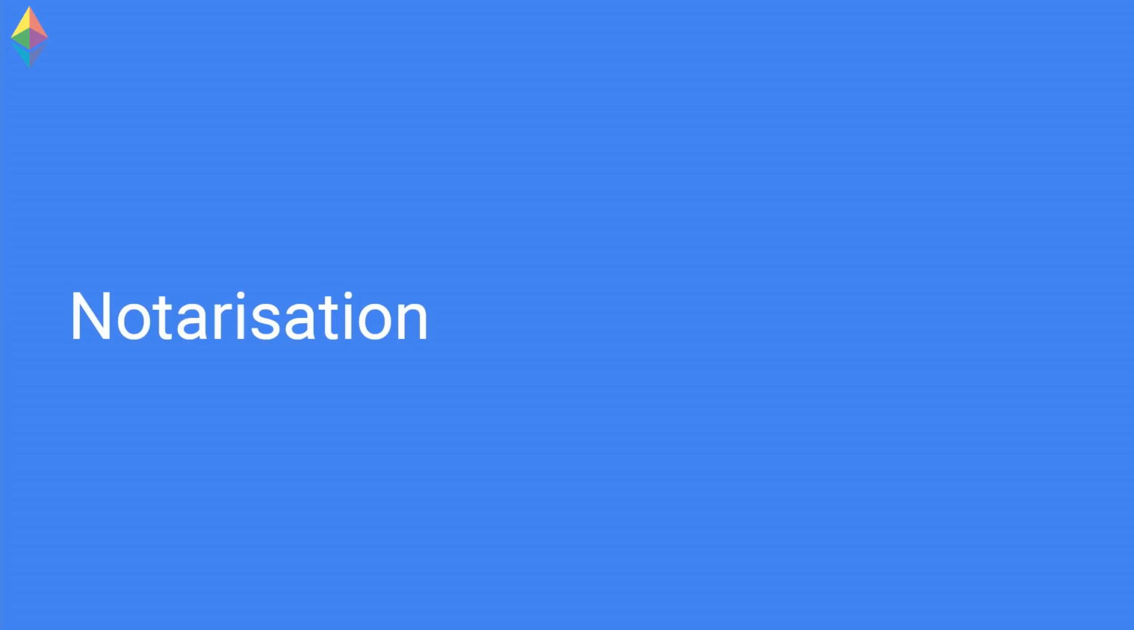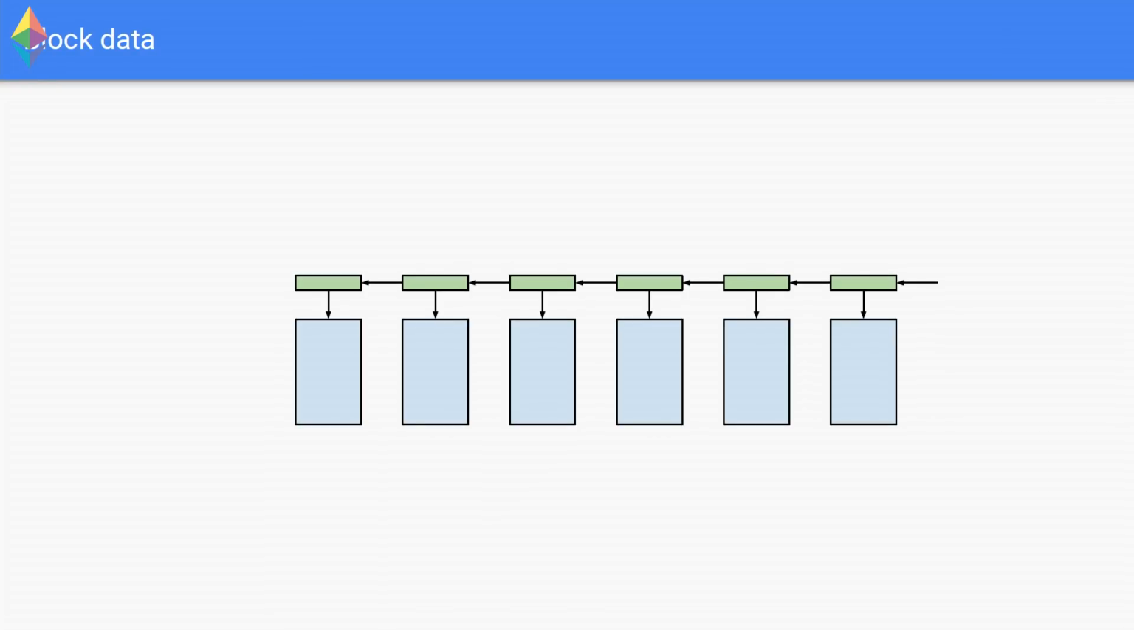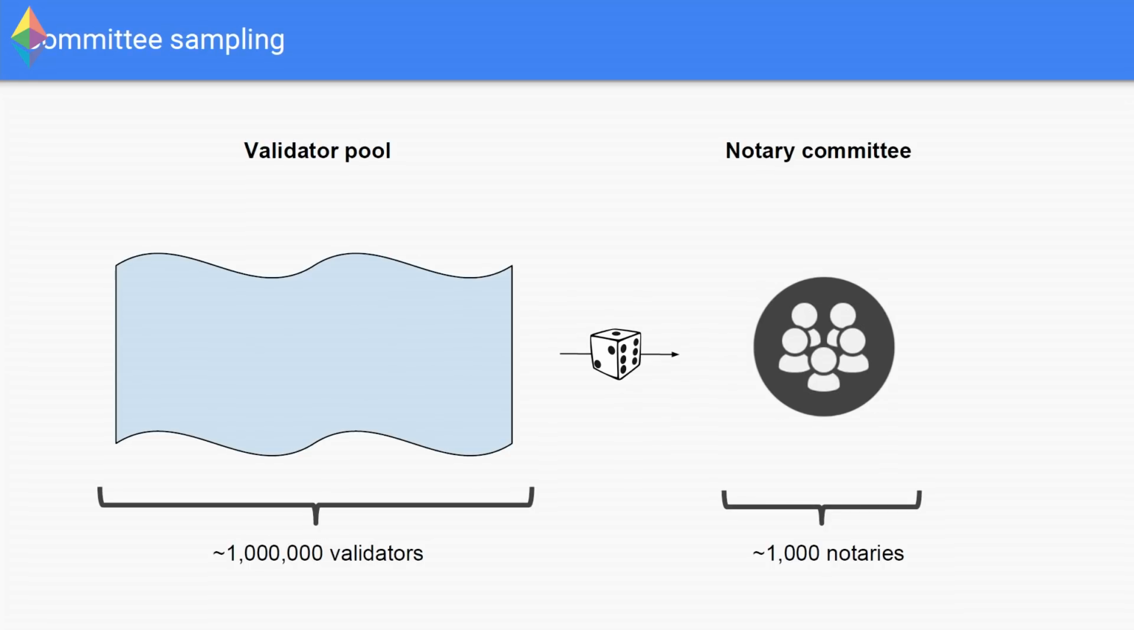Okay, now let's talk about notarization. The goal of notarization is to try and solve the data availability problem. So you have these shards with block data, and because no one has downloaded all the data for all the shards, how do you know that the data is actually available? So there's a question mark on all these blocks.